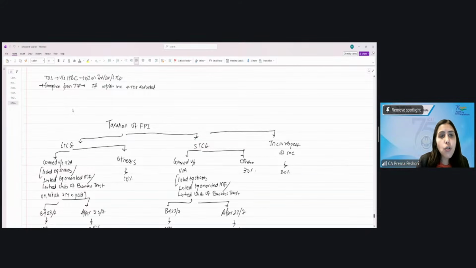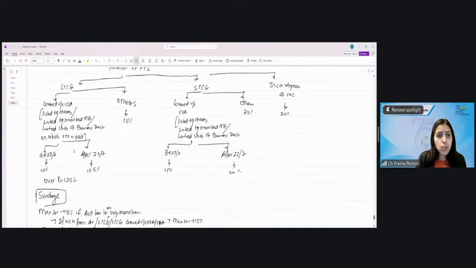Next is the taxation of the foreign portfolio investor. Now, what are foreign portfolio investors? These are basically the investors who trade in the stock exchange. Right? These are portfolio investors, like big investors who invest in the stock exchange or securities. So in case of the long-term capital gain in respect of the securities covered under 112A: listed equity shares, units of equity-oriented funds, and listed units of business trust on which STT is paid.